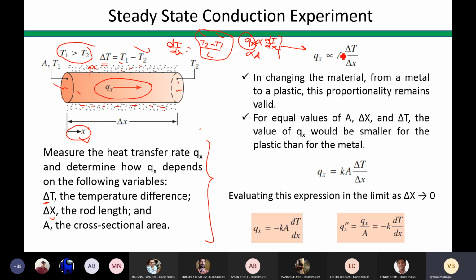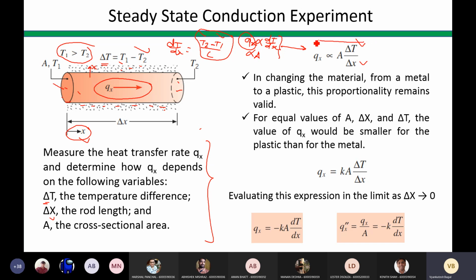So Qx is proportional to the area normal to the heat transfer. This is the direction of heat transfer. This is the normal area, A. And then this dT by dx is written as the overall temperature difference delta T over the length of your rod delta x. Clear? So note down this expression and then come to these two bullets.